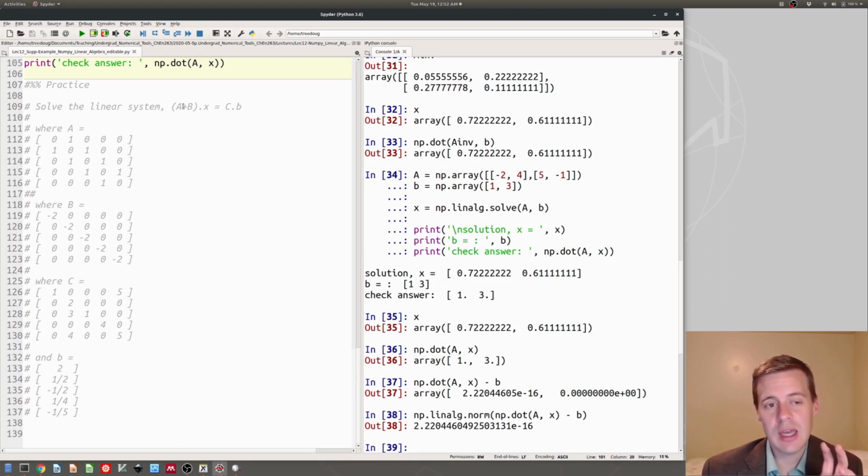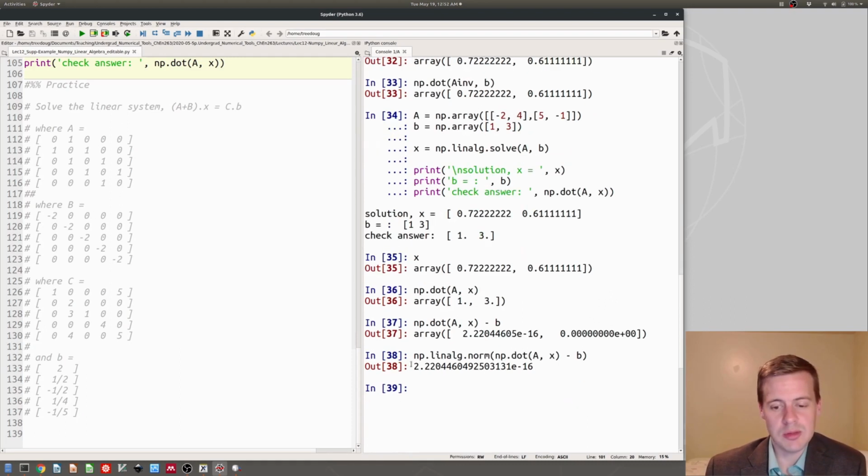See if you can sum a and b, and then see if you can solve this system here where a plus b dot x is c dot b. See if you can figure it out all by yourself. I'm going to go ahead and work it out right after I finish talking here, but pause the video, see if you can do it by yourself and see what happens. Okay, so now I'm going to solve this system a plus b. I'm going to plug it in here so I don't have to just type it in the console. So let's see what happens.